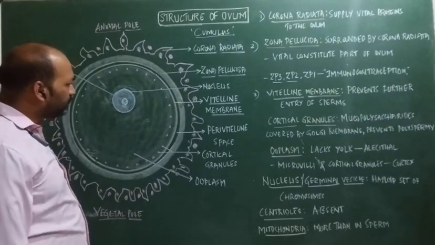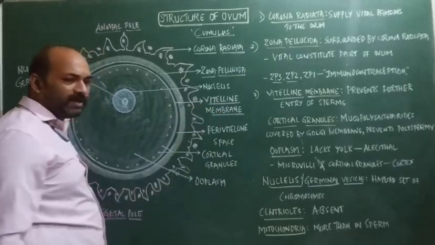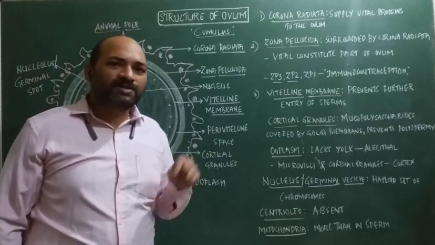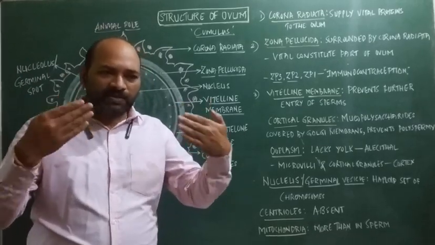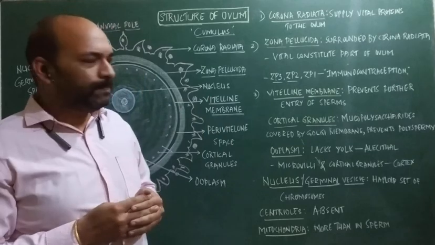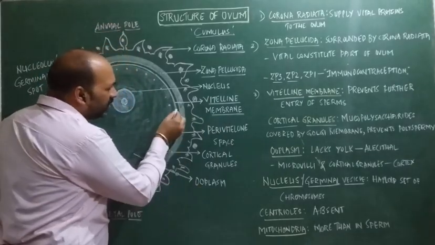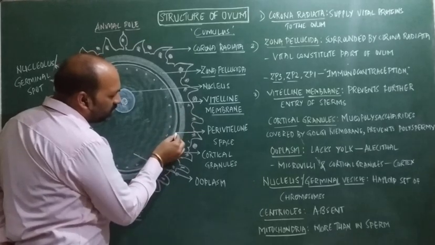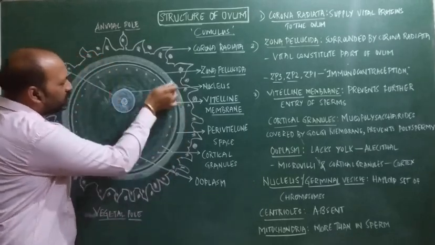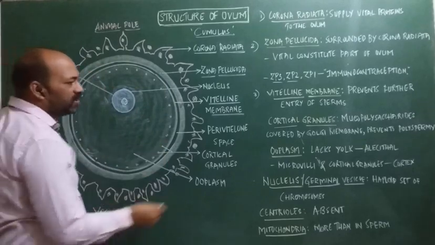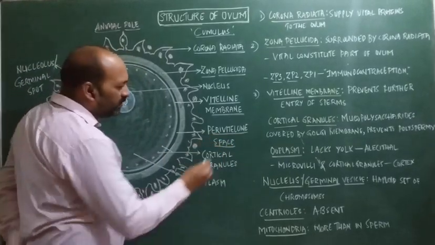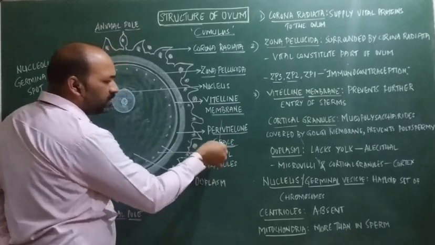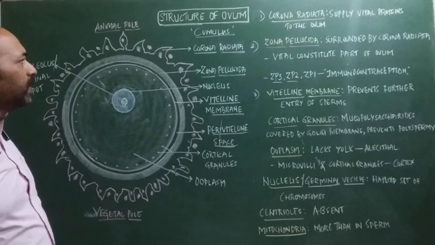And thereafter, this vitelline membrane contains protein fibers and protein receptors which are necessary for binding of the first sperm to that of the ova. And thereafter, in between the vitelline membrane and zona pellucida, there you can see there is a presence of the space. So this entire space is called perivitelline space, where peri means surrounding, vitelline is the vitelline membrane, and that is the space. So that is being located.